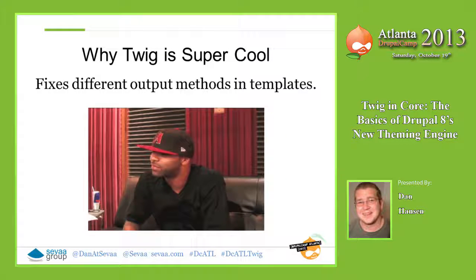Along the same lines, we're kind of smoothing out how output works. No longer do you have to remember, oh, should I print here? Do I need to use the render function? Do I need to call a whole bunch of variable arguments for the render function? It doesn't matter anymore. You just have those double curly braces around it, and ta-da, it works.